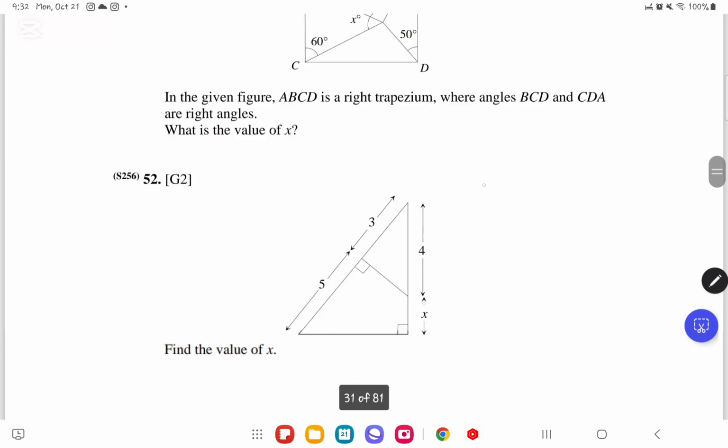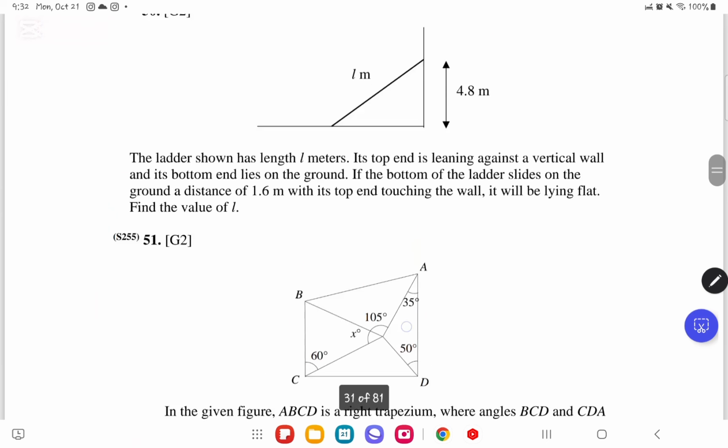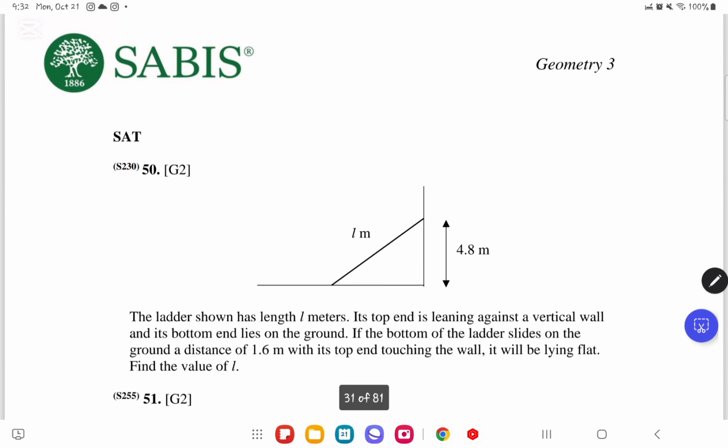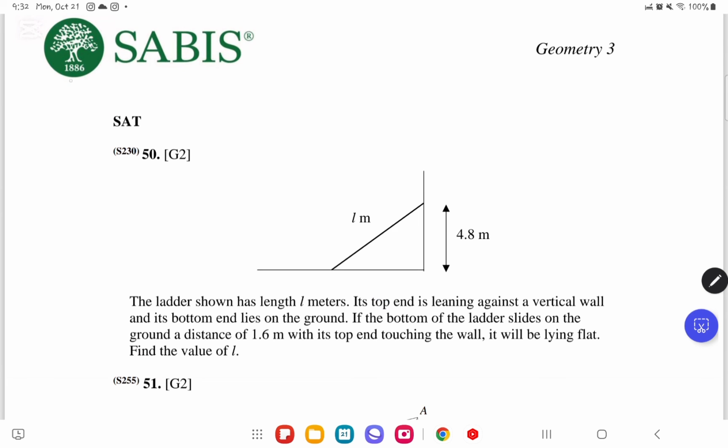Now we reach the SAT questions. These might be coming based on my teacher, so I'm just going to explain this one. Basically, what they told us is that if you extend the ladder, it will complete it all. So all of it in blue is L, and then they told us they extended it a distance of 1.6 meters. So over here it's 1.6 meters.